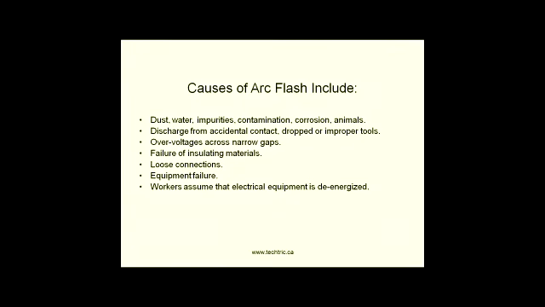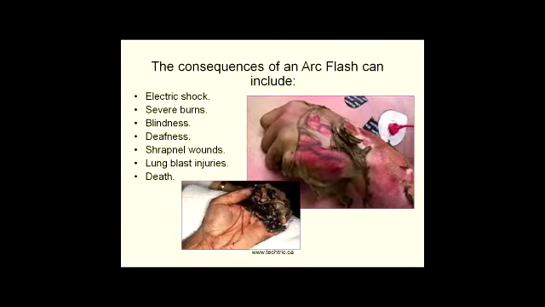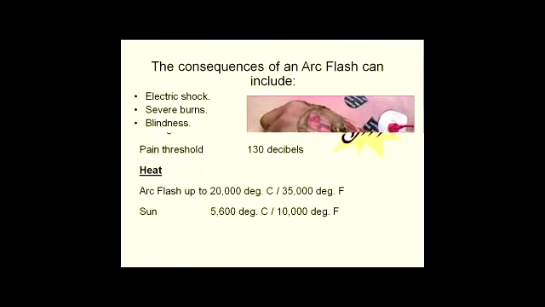Okay, so that's the causes. Consequences. These are not tattoos. Consequences of an arc flash can include electric shock, severe burns, blindness, deafness, shrapnel wounds, lung blast injuries, and the biggest one of them all is that it can cause death. Okay, so this would be the causes and the consequences. I don't think I need to explain any of that, although there will be some details here.